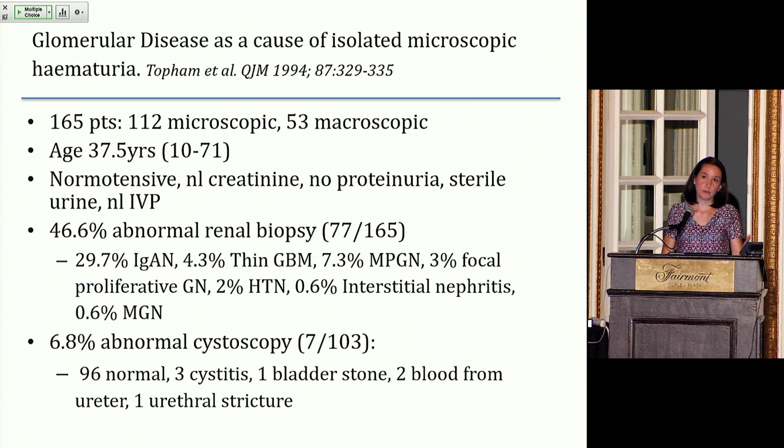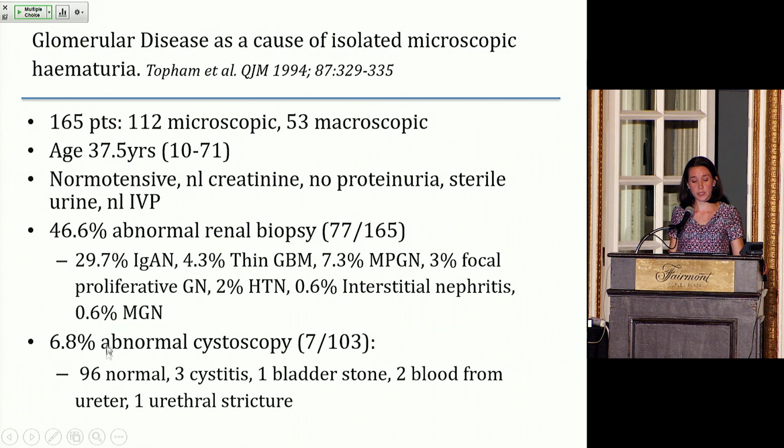So to move back to the kidneys, what are the causes of isolated microscopic hematuria from a glomerular disease? This was a study from the 90s where they looked at 165 patients who were biopsied for isolated microscopic hematuria. They had normal renal function, no proteinuria, and were normotensive. Almost 30% of them had IgA. About 4.5% had thin basement membranes, and then they had a range of other things, including MPGN, focal proliferative GN, and membranous in a small number, which is surprising in the absence of proteinuria.